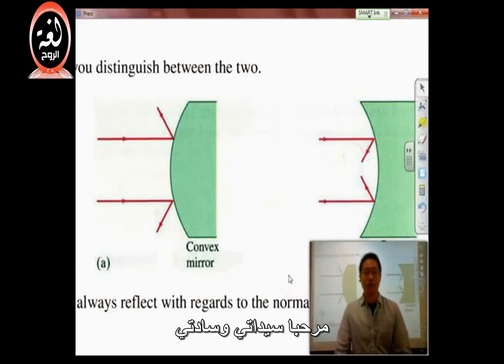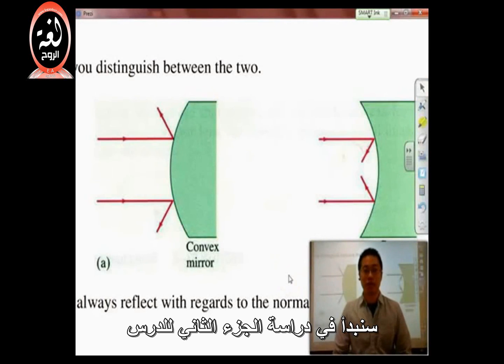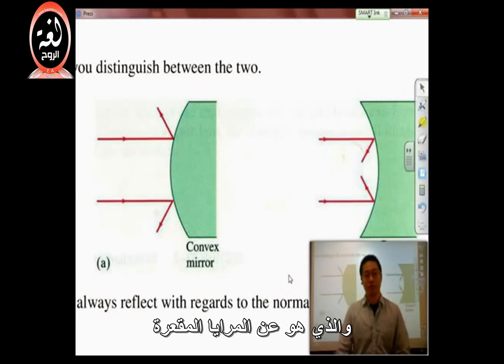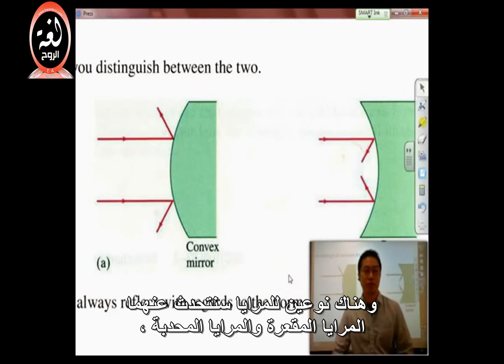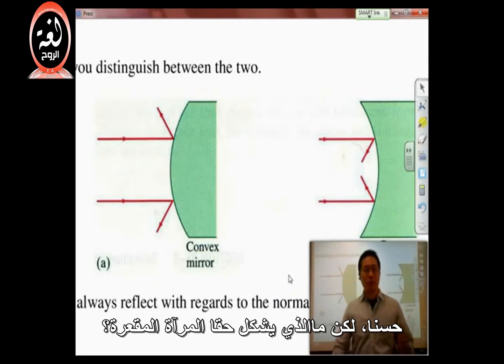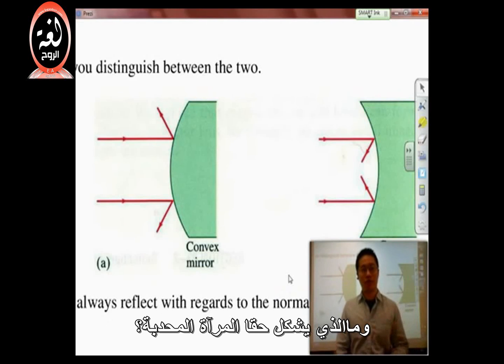Hi, ladies and gentlemen. We're going to start the second part of the lesson now about curved mirrors. And the two types of curved mirrors that we're going to be talking about are concave mirrors and convex mirrors. Okay, but what really makes a mirror concave? What makes a mirror convex?